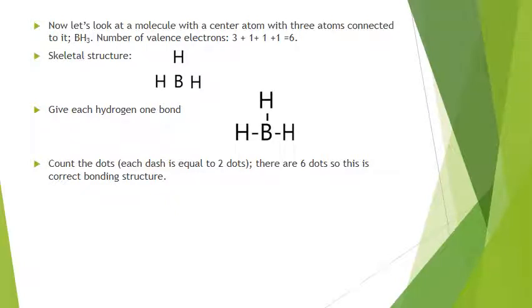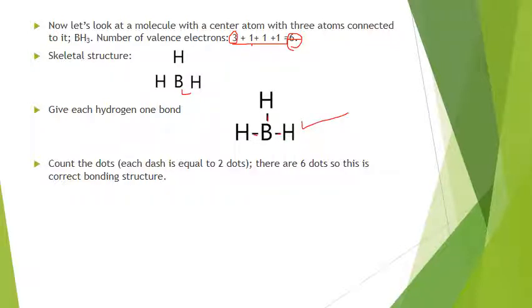Let's use boron trihydride. Okay, find the bonding structure. Boron has 3 valence electrons. It's in column 3. Hydrogen has 1, so there has to be 6 valence electrons. Skeletal structure. Give hydrogen its number of bonds, 1, 1, 1, and 1. Number of dots, 2, 4, 6. So this is the right structure. So what does this structure look like in 3 dimensions?